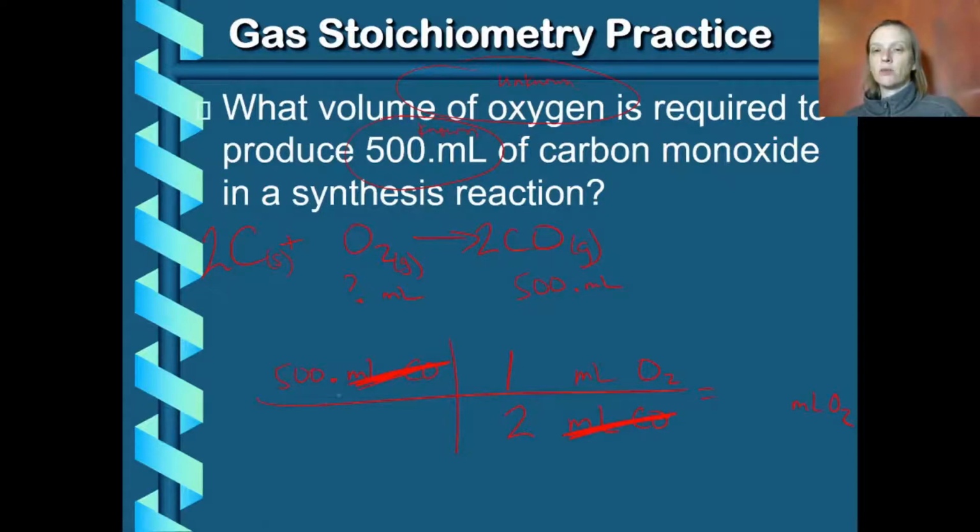Because I started with 3 sig figs, I should end with 3 sig figs, and so I'll put a decimal point there so that my 0 is in fact significant.